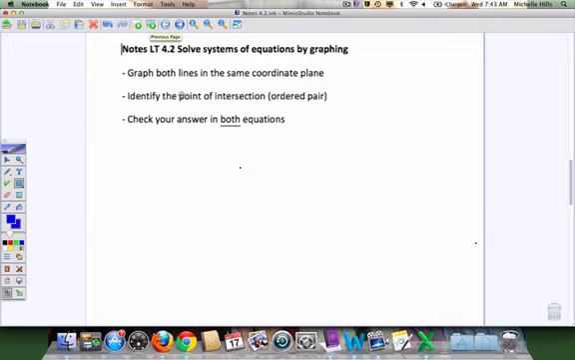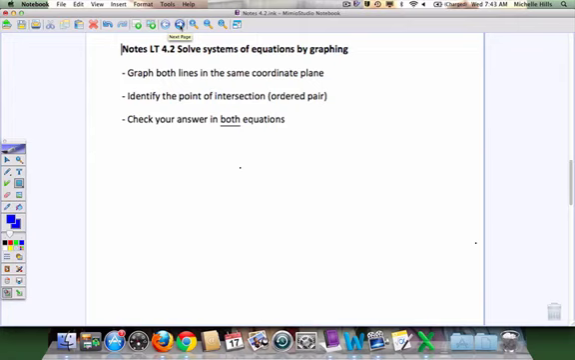Once you find the point of intersection, you identify it by writing it as an ordered pair, and then you check your answer in both equations. If you know how to graph your lines well, this will be a fairly quick sort of process to do.